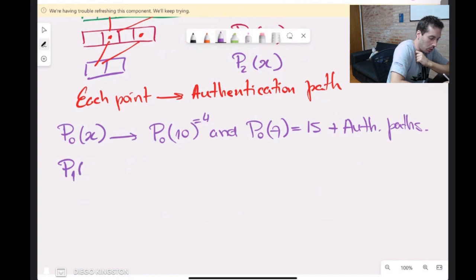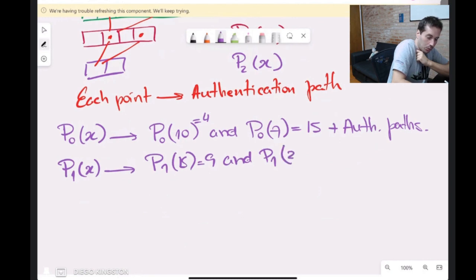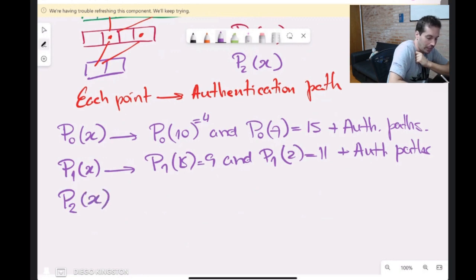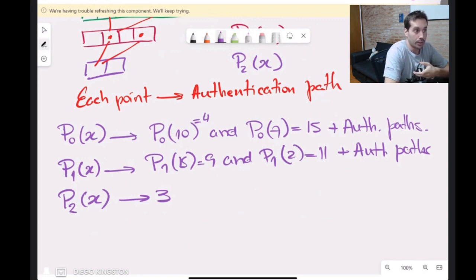Then from P1 of x, we need P1 at 15, which is 9, and P1 at 2, which is 11, plus the authentication paths. And well, from P2 of x, we only have the constant value, which is equal to 3. Of course, one thing the verifier needs to do when he has these values is check that they belong to the Merkle tree by checking with the authentication paths.